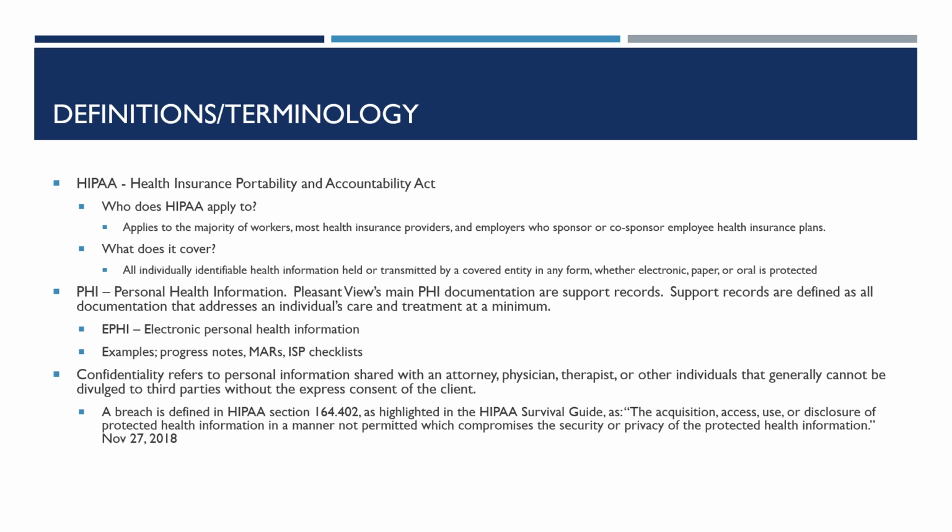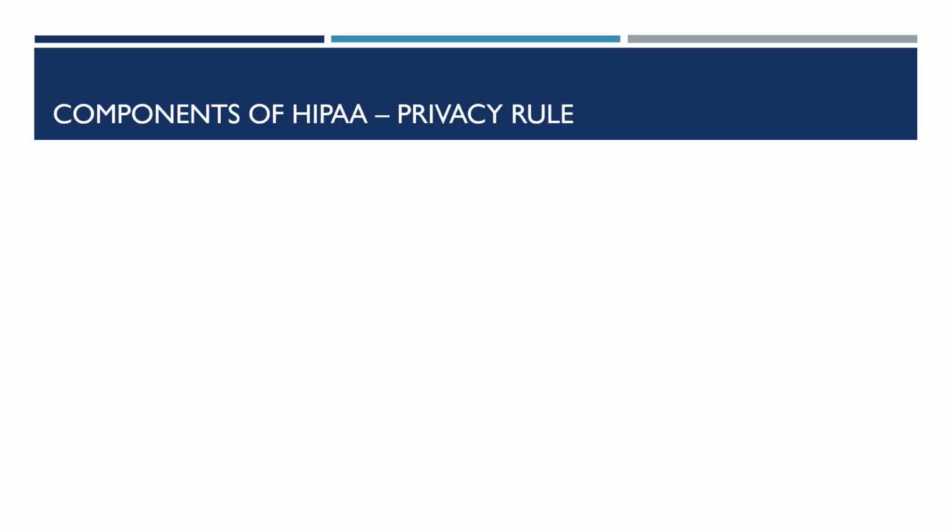The definition of confidentiality is that confidentiality refers to personal information shared with an attorney, physician, therapist, or other individuals that generally cannot be divulged to third parties without the express consent of the client. A breach of confidentiality is defined in HIPAA as the acquisition, access, use, or disclosure of protected health information in a manner not permitted which compromises the security or privacy of the protected health information.